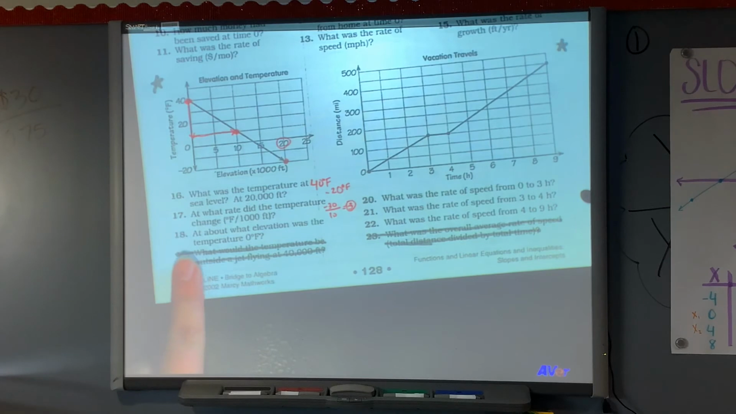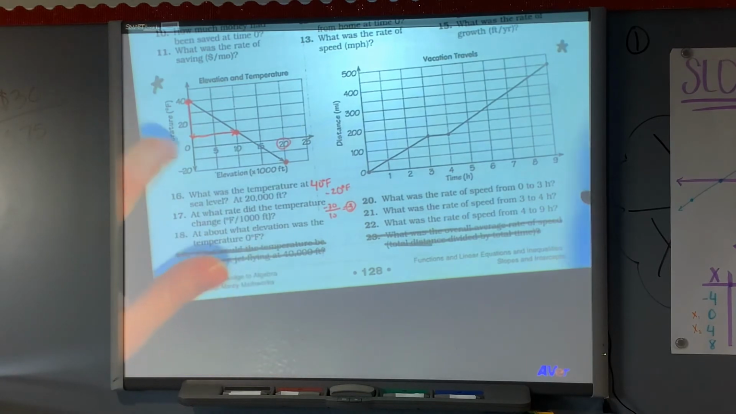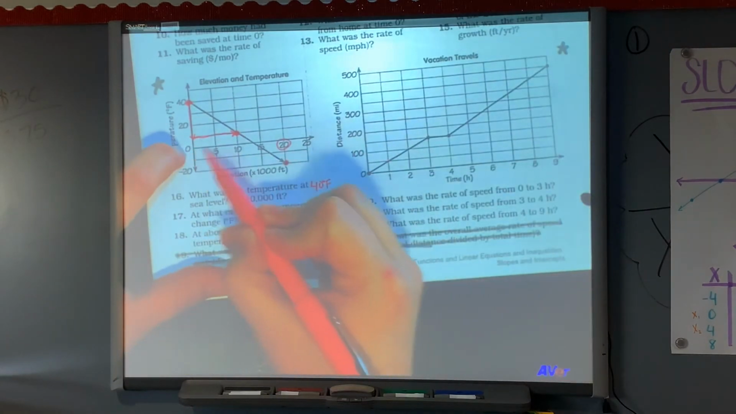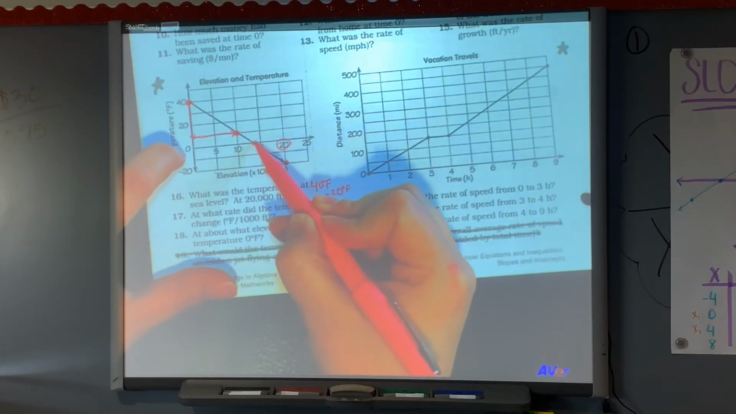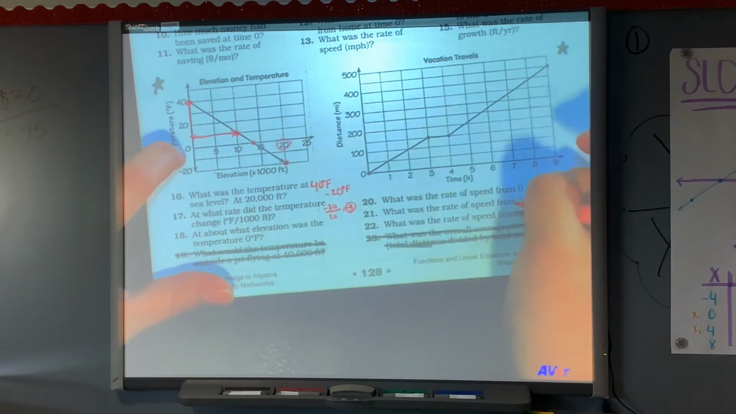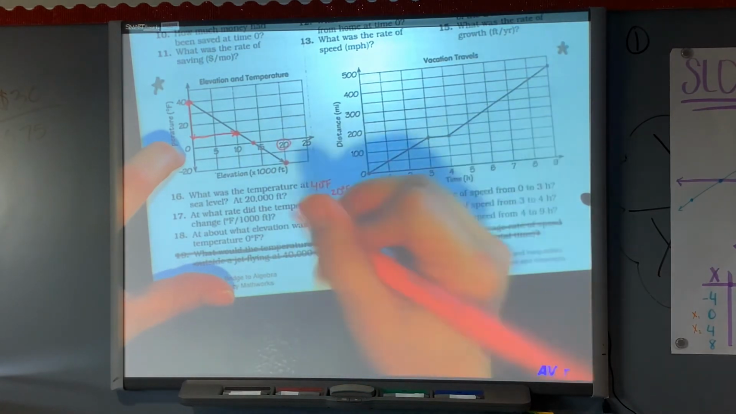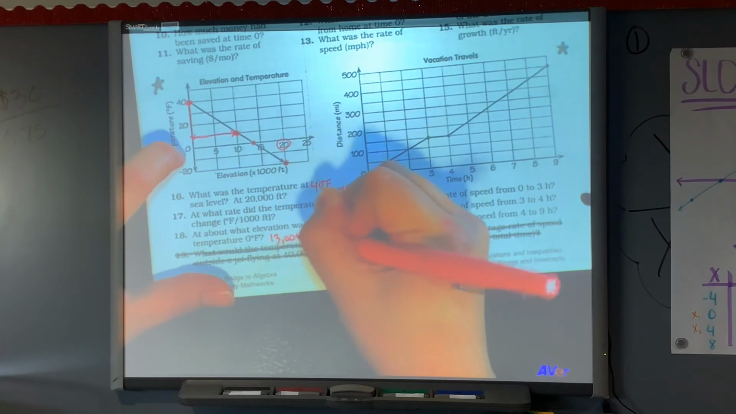And then it says, about what elevation was the temperature of 0? So if the temperature is 0, we're looking for the elevation, which is here. It looks like it's in between 10,000 and 15,000 feet. So I'm just going to call this 13,000 feet.